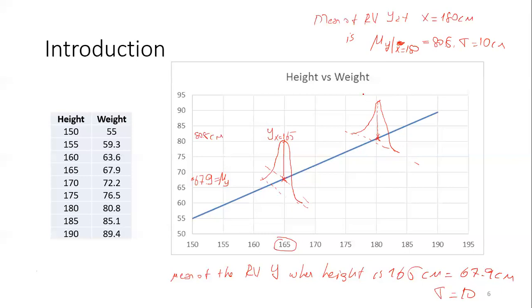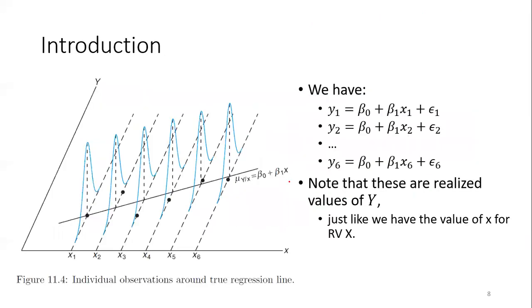This is the axis. So this is the random variable y, where x is equal to 180. In fact, this line just goes through the means. So at each point, you have a random variable like this. So this plot is something like that. So this plot is the same thing.